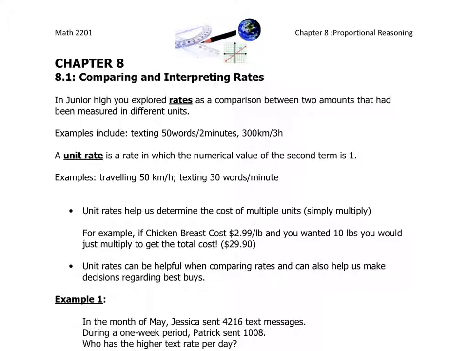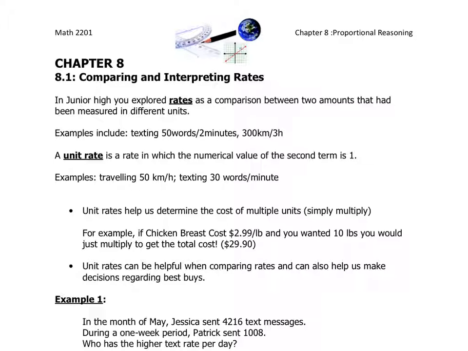Okay, chapter 8 is on proportional reasoning, and the first section is on comparing and interpreting rates. So you did a little bit with rates in junior high, and now we're going to introduce unit rates, which is basically a rate in which the numerical value of the second term is 1. So for example, if you're traveling at 50 kilometers per hour or texting 30 words per minute.